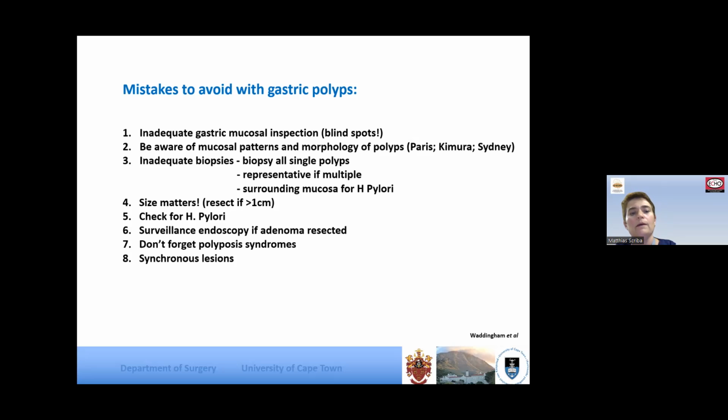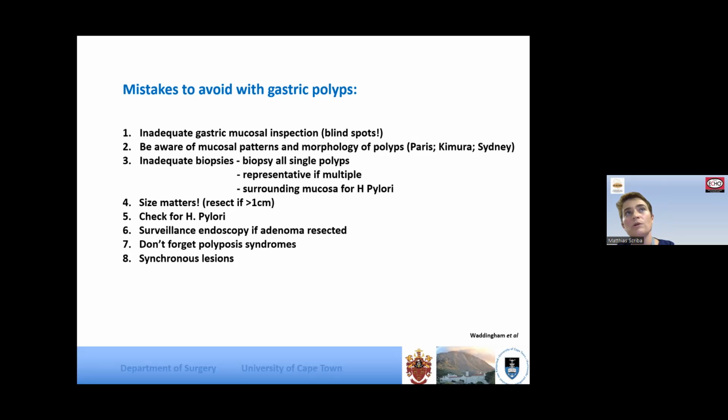In gastric polyps, size does matter. Resect anything more than 10 millimeters. Check for H. pylori, we said. Surveillance endoscopy always, even if you've got a complete adenoma resected. This is a situation where you have to go back. That is pre-neoplastic.